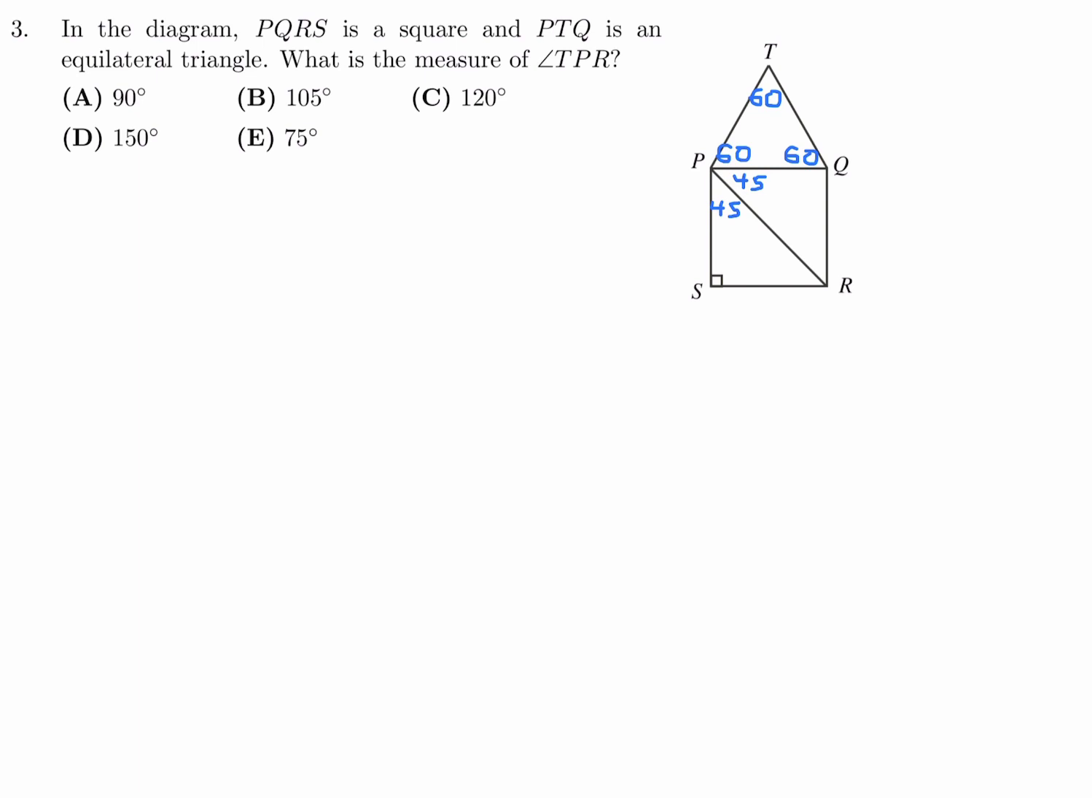So they want what is it? TPR. So TPR is this angle. Those two combined would become TPR, and that is 60 plus 45, which is 105. Number 3, therefore, the answer is B.